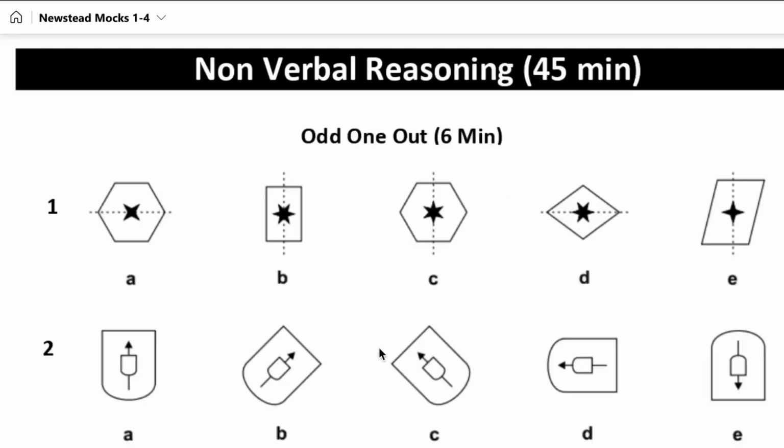Starting off with the non-verbal reasoning section, we are trying to find the odd one out, and it seems to me all these shapes on the outside have at least 2 lines of symmetry.